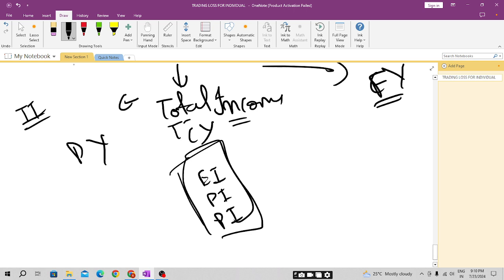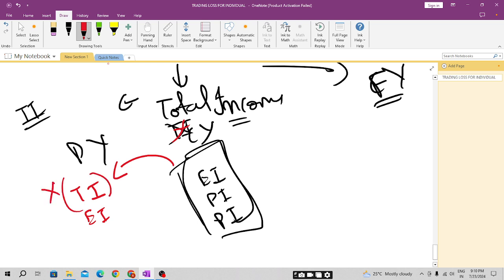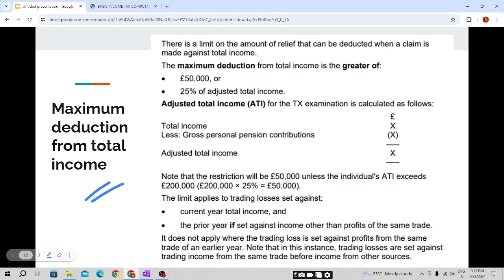In the current year you will not be having any trading income, so no issues in the current year. But coming to previous year, you will be having trading income also and employment income and total. But when you are setting off the loss against the previous year, for trading income there is no restriction. You can set off the whole amount. But when coming to the other incomes, we have some restriction of the amount. So now we will be seeing.